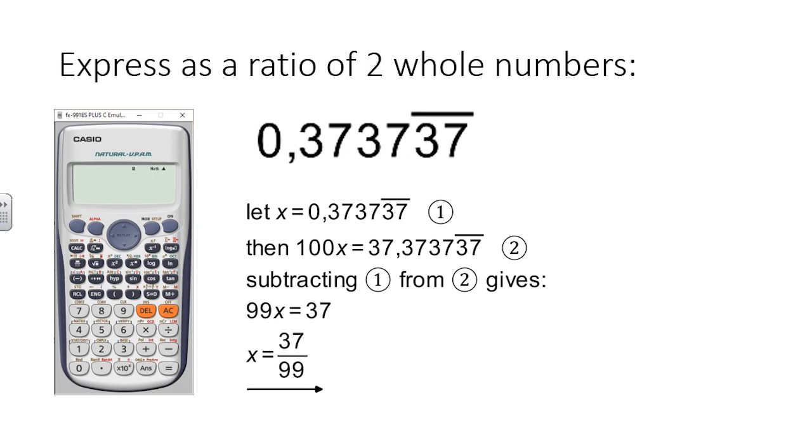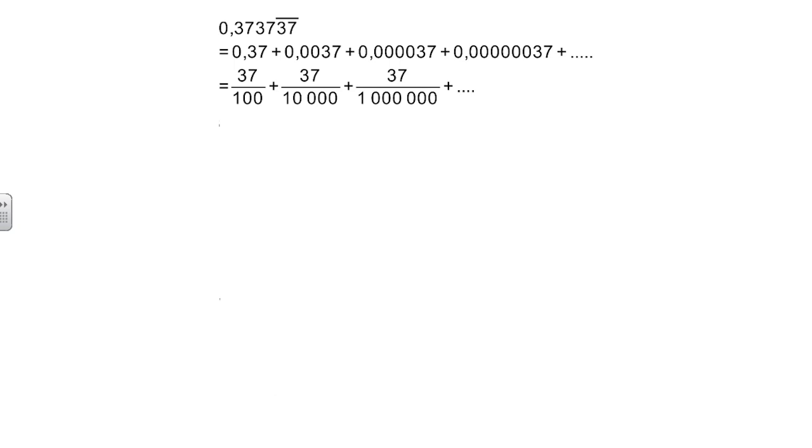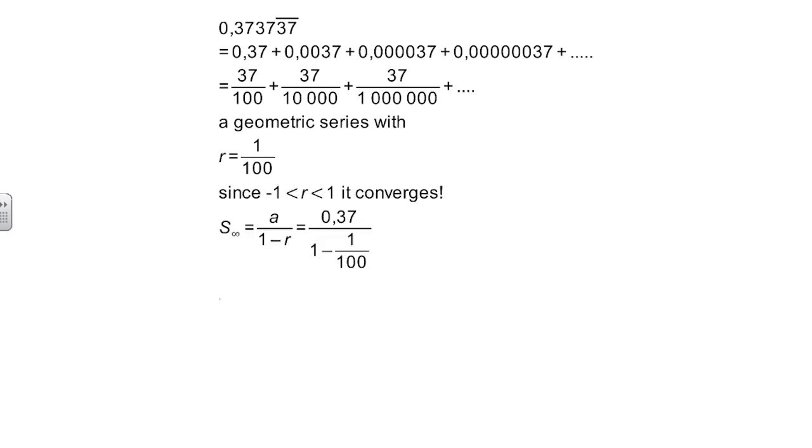I want us to look at a different way of approaching the same thing, and that's to realize that this infinite decimal representation can actually be written as a geometric series, right? And once again, we've got an infinite geometric series with a common ratio of 100th, and because that common ratio is between -1 and 1, that series will converge, and we can use our sum to infinity formula, and lo and behold, we end up with exactly the same answer of 37 over 99.